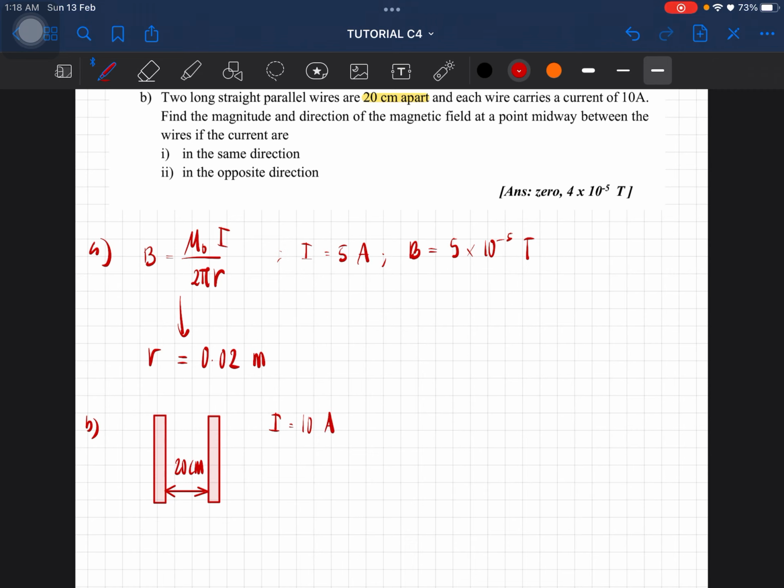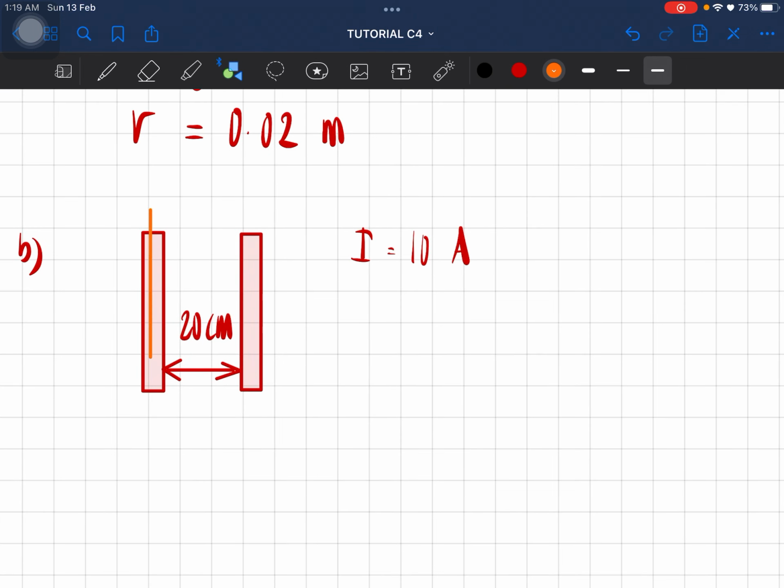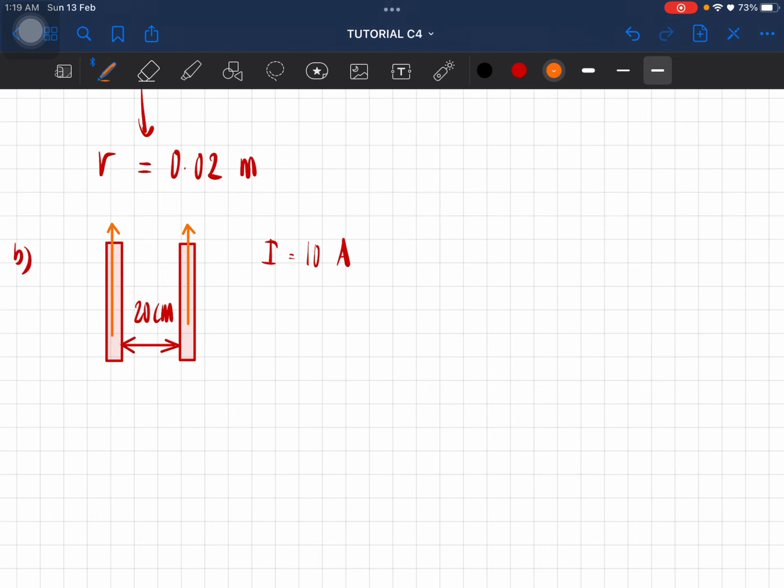Okay, so find the magnitude and direction of the magnetic field at a point midway between the wires if the currents are in the same direction and the other one in opposite direction. Okay, so that is similar to our example in the notes. So this time the current is in the same direction. So this is I, this is also I.